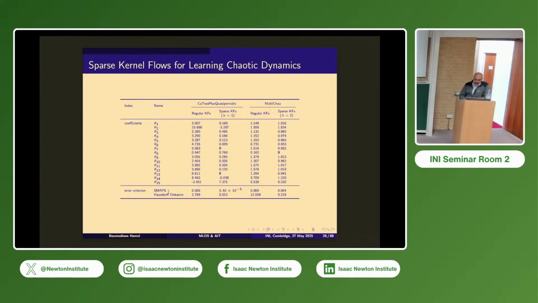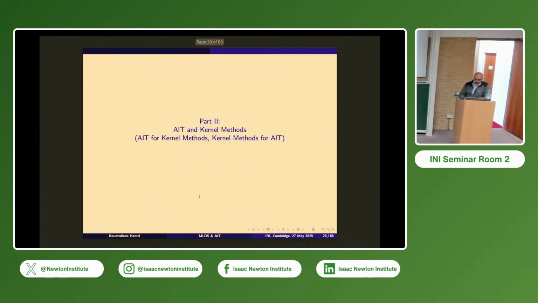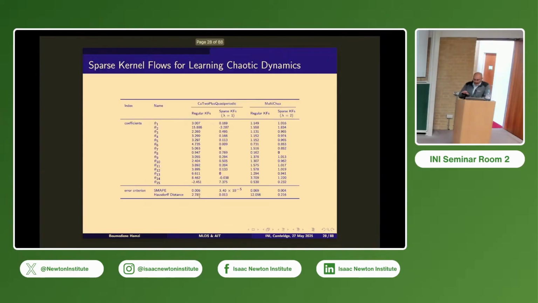And we have two criteria. The SMAPE is for the short-term prediction, and we see that if we move from regular kernel flows without sparsification to sparsification, the error gets reduced for this example. Same thing for this example. The Hausdorff distance is for long-term behavior, and also here we have a reduction in the errors. So we got consistent results.